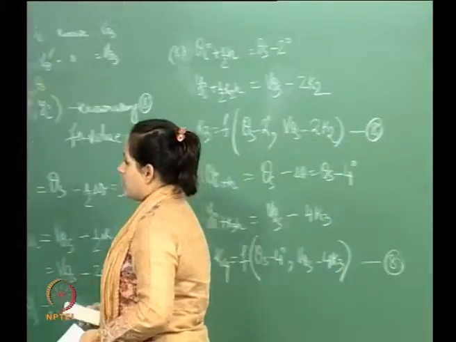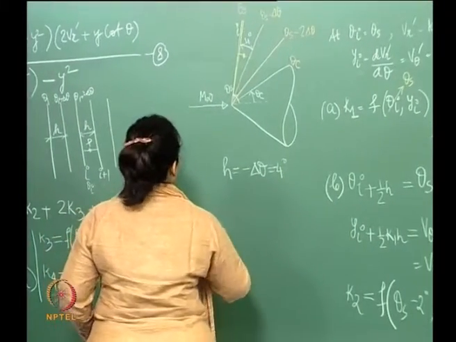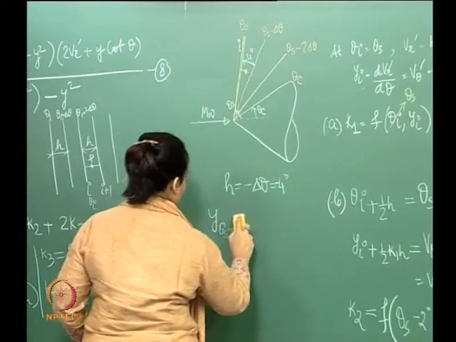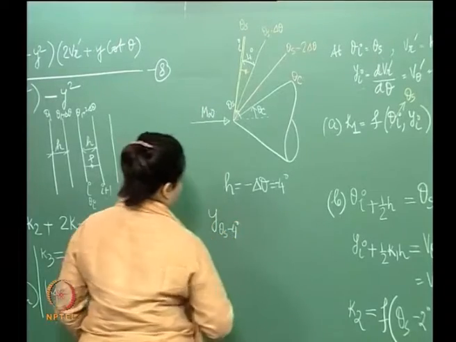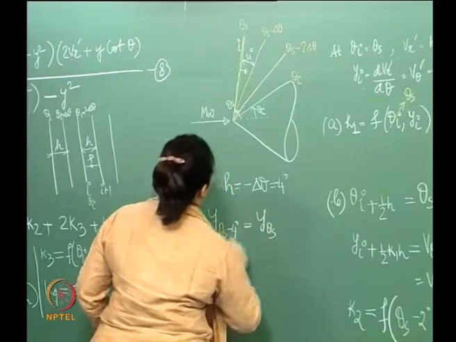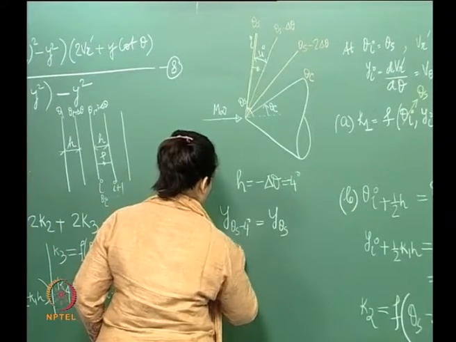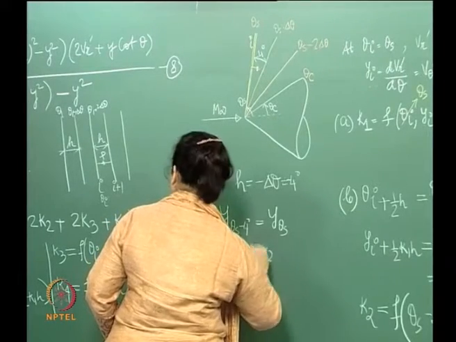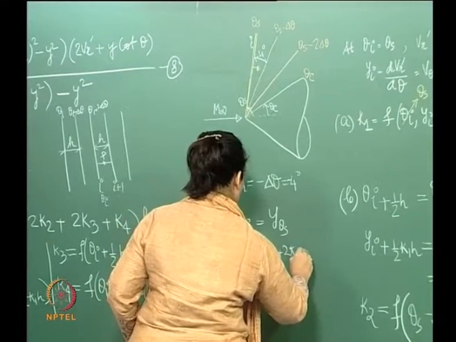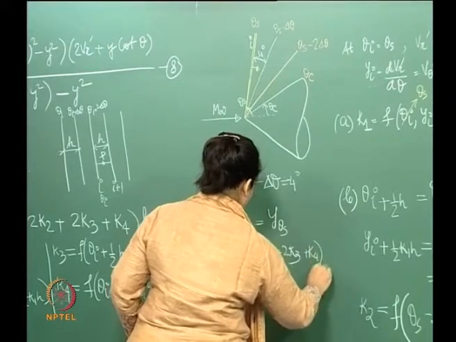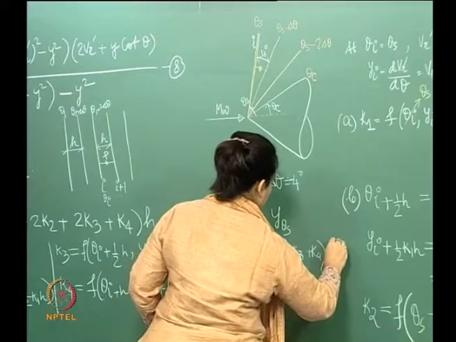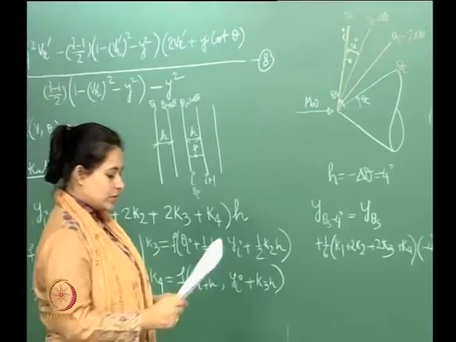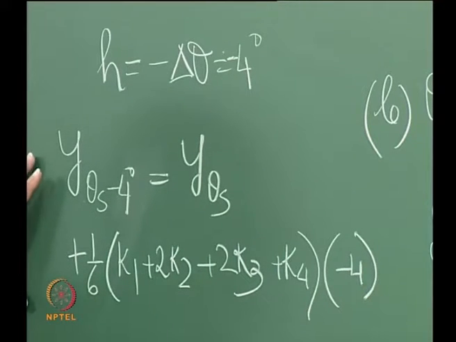Let's write it over here. Our function value at theta s minus delta theta, or say theta s minus 4 degrees here, is equal to y of theta s plus 1/6 of k1 plus 2 k2 and so on, into h, which is minus 4.